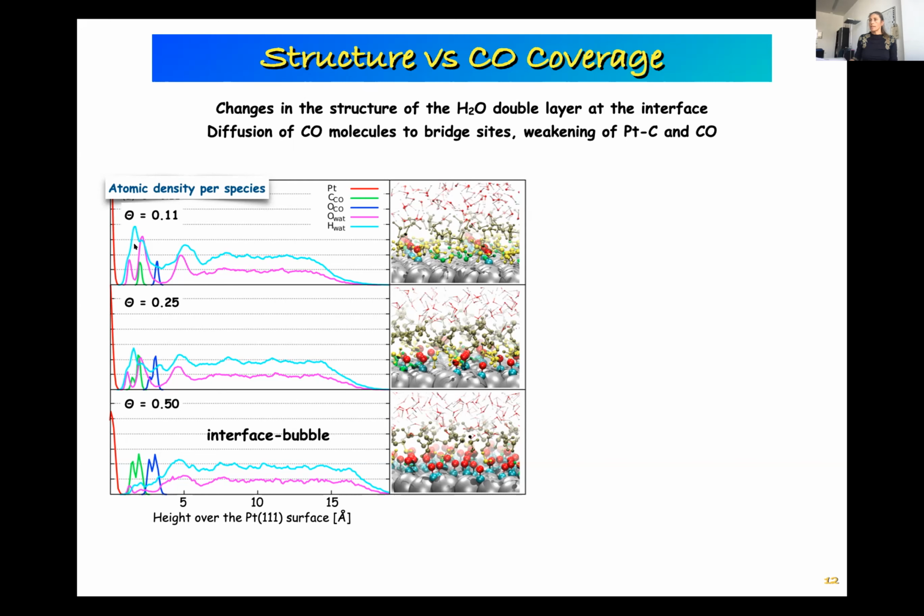So is it a density? At low coverages, here you see the carbon and the oxygen densities. From the CO molecule, here is the water oxygen, and you see that you have this double peak because there are some water molecules that are co-adsorbed together with the CO, where there are available sites. Increasing the coverage, you see that this co-adsorption is reduced until it is not there anymore.